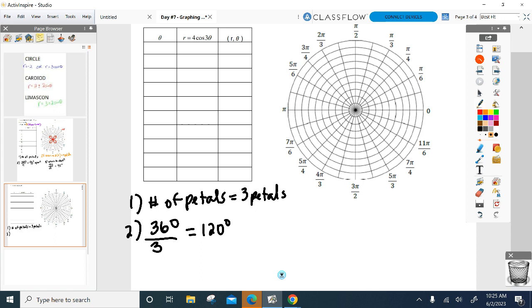Remember last problem, it was a sine curve. Now it's cosine. So instead of starting halfway in between, I start right at 0 every time. Cosine always starts at 0. Sine starts halfway in between. Cosine petal curves always start at 0, and then I go from there.